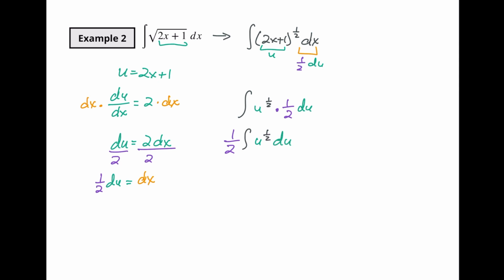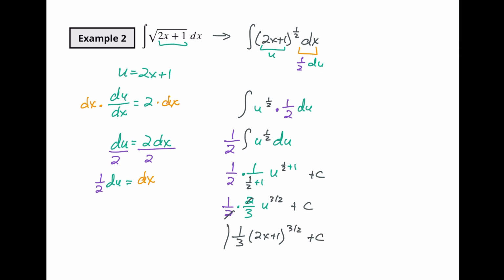Okay, again, now we're just down to our basic power rule. So as we integrate, we've got 1/2 times 1 over (1/2 plus 1) u to the (1/2 plus 1) plus c. Okay, 1 over 3/2 is going to change to 2/3, so 1/2 times 2/3 u to the 3/2 plus c. All right, so our 2's are going to simplify and we're left with 1/3 u, which is (2x plus 1) to the 3/2 power plus c. And this is my solution.